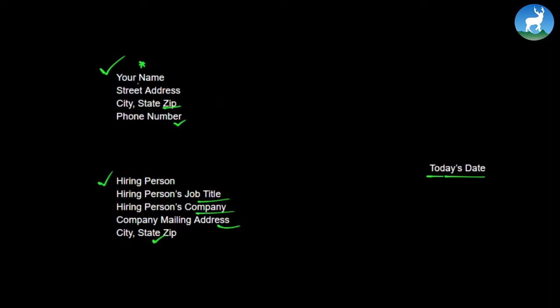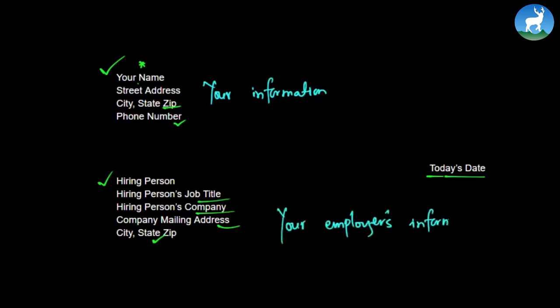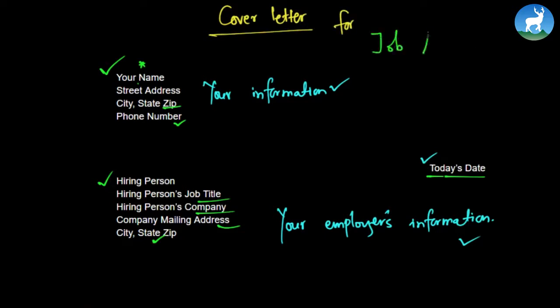So this is your information, correct? This is your employer's information. So it's like that. First write your own information, finally write your employer's information, somewhere between write the date. So this is what we call cover letter, because we are covering something. Cover letter for what? For job application. Very good. So it is called a cover letter for job application.